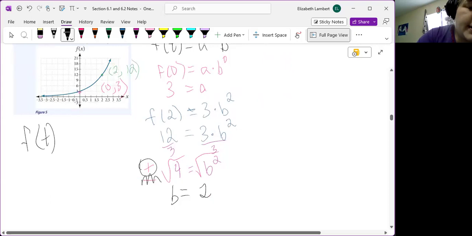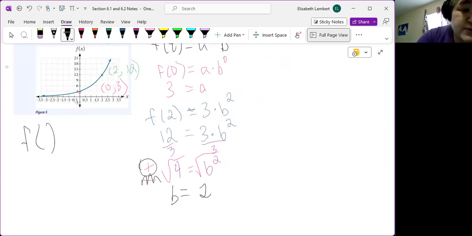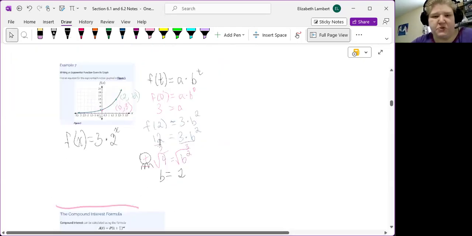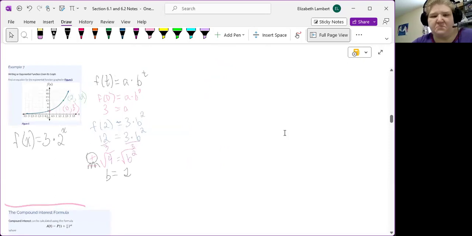Oops, sorry. The graph actually used x. So just going to change the variable here to f of x equals 3 times 2 to the x. All right. So 3 of those back to back. Not too bad. We got compound interest formula coming up. But I'll stop this one here.